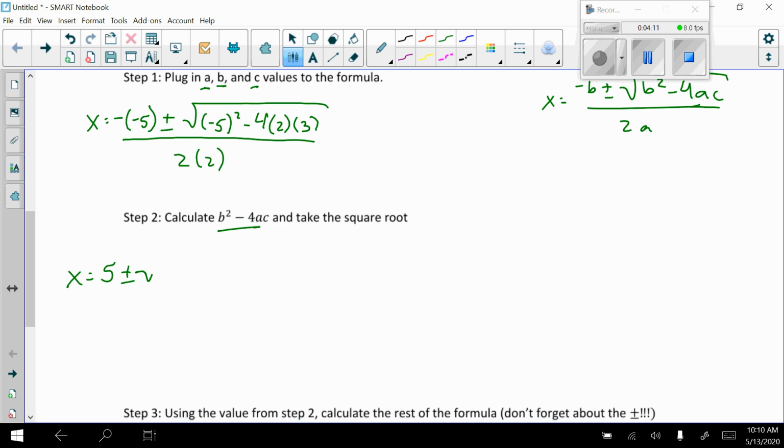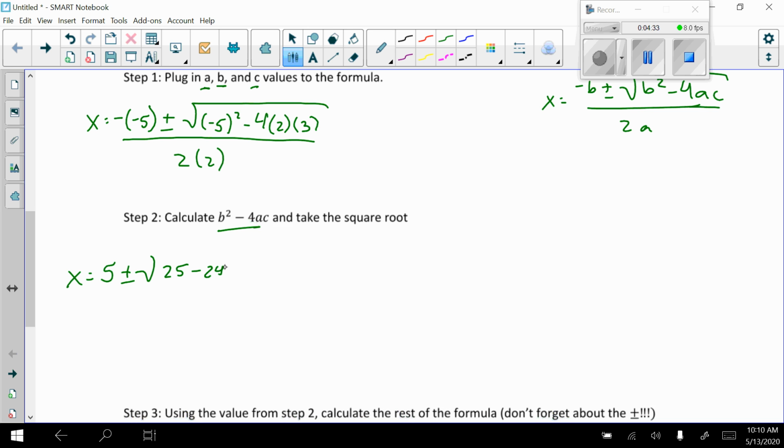Plus or minus the square root of, and this is where I'm going to start evaluating, but I'm just going to do one step at a time. That's kind of the name of the game here. Negative 5 squared, that's negative 5 times negative 5 is 25, minus 4 times 2 times 3. So 4 times 2 is 8, and 8 times 3 is 24.